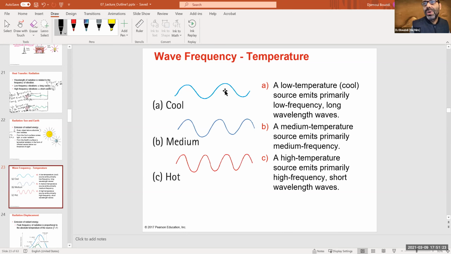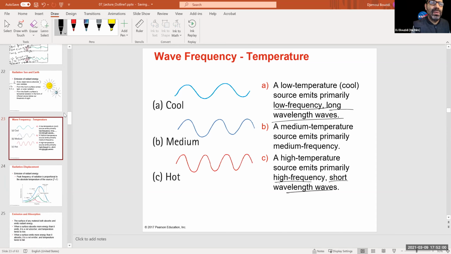Anyway, so again, a low temperature source emits primarily low frequency, long wavelengths. We talked about this one; this is item 2 of the discussion. Low frequency means long wavelengths. A medium temperature source is going to emit medium frequency and medium wavelengths. And a high temperature source emits primarily high frequency and short wavelength. That was the item of the discussion.